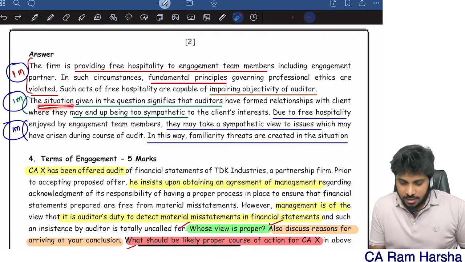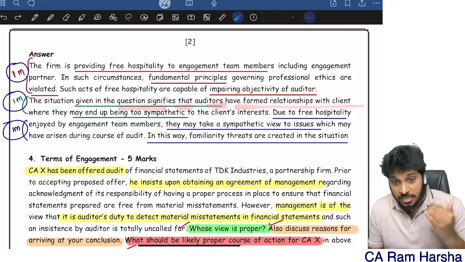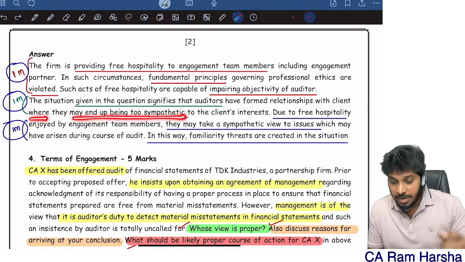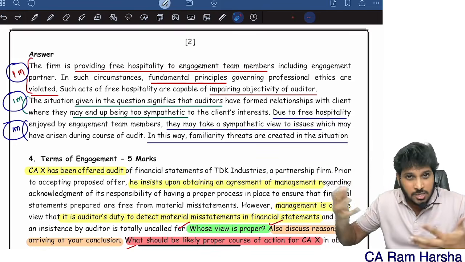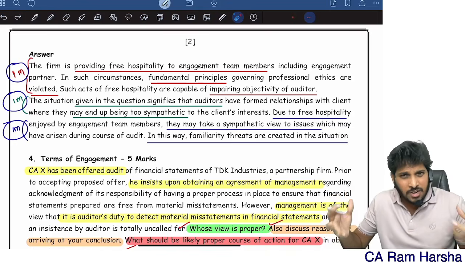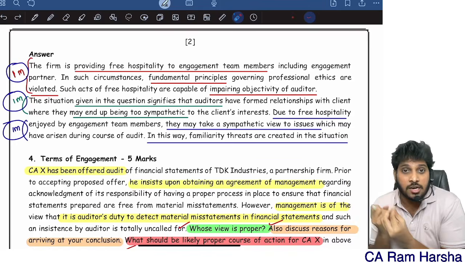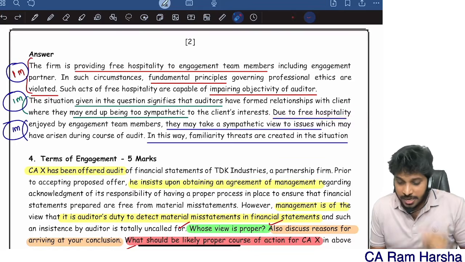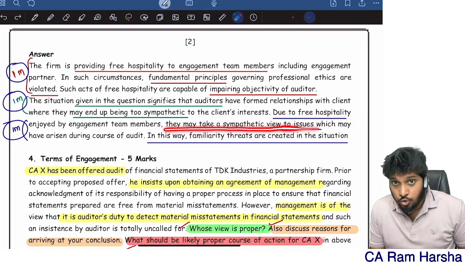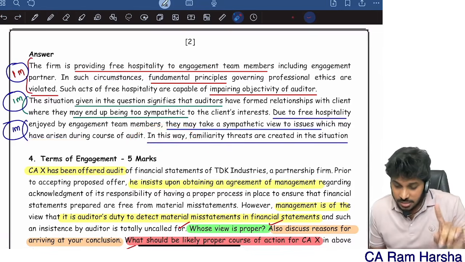Second, the given situation signifies that the auditor has formed a relationship with the client where they may end up being too sympathetic. You know, the auditor is getting too many gifts, hospitality, privileged treatment. Because of that, the auditor will develop some sort of sympathy to the client. Like, the client is giving me so much, like that, some sympathy. Due to free hospitality, they may take a sympathetic view of the issues in the audit. In this way, familiarity threat is created.